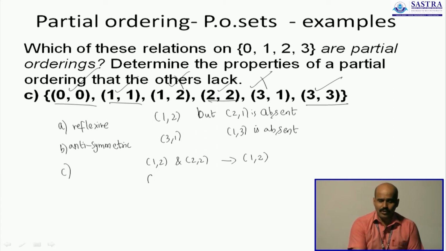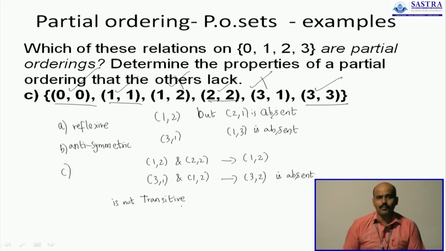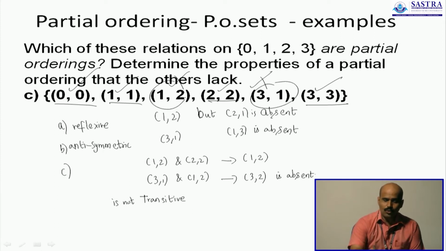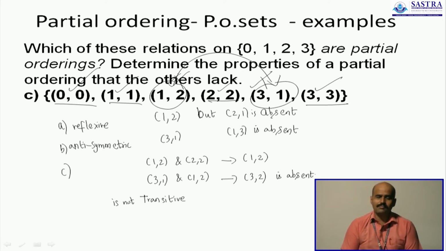In fact, when you check 3, 1 and 1, 2, we have the ordered pairs 3, 1 and 1, 2, but this should lead to the ordered pair 3, 2 as a part of the relation, but 3, 2 is absent. Therefore the given relation cannot be transitive. R is not transitive on this given set, because 3, 1 and 1, 2 should imply 3, 2 is part of the relation, but 3, 2 is not.